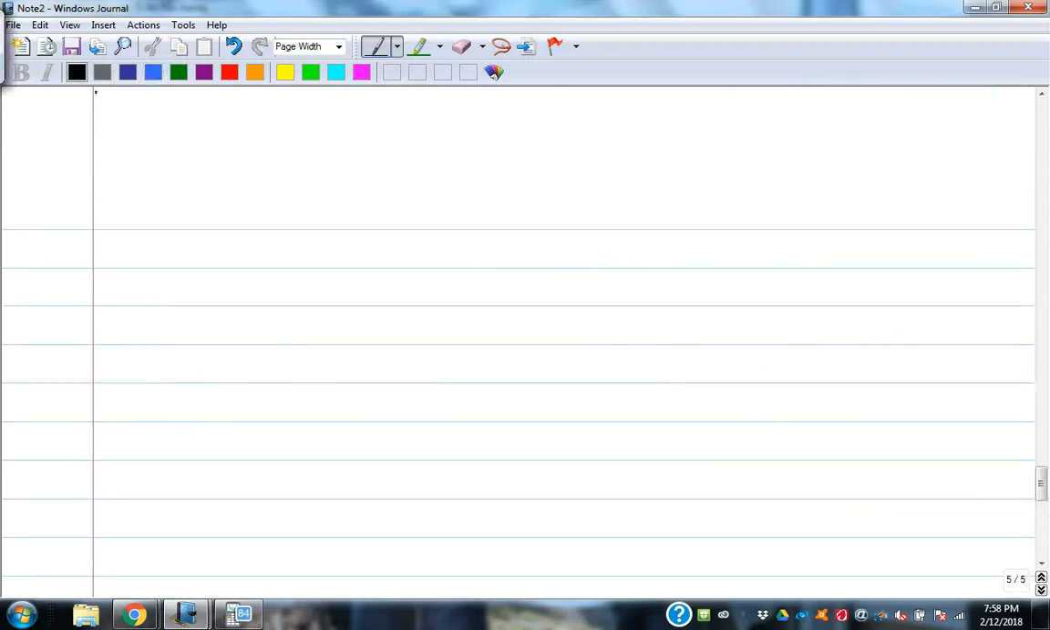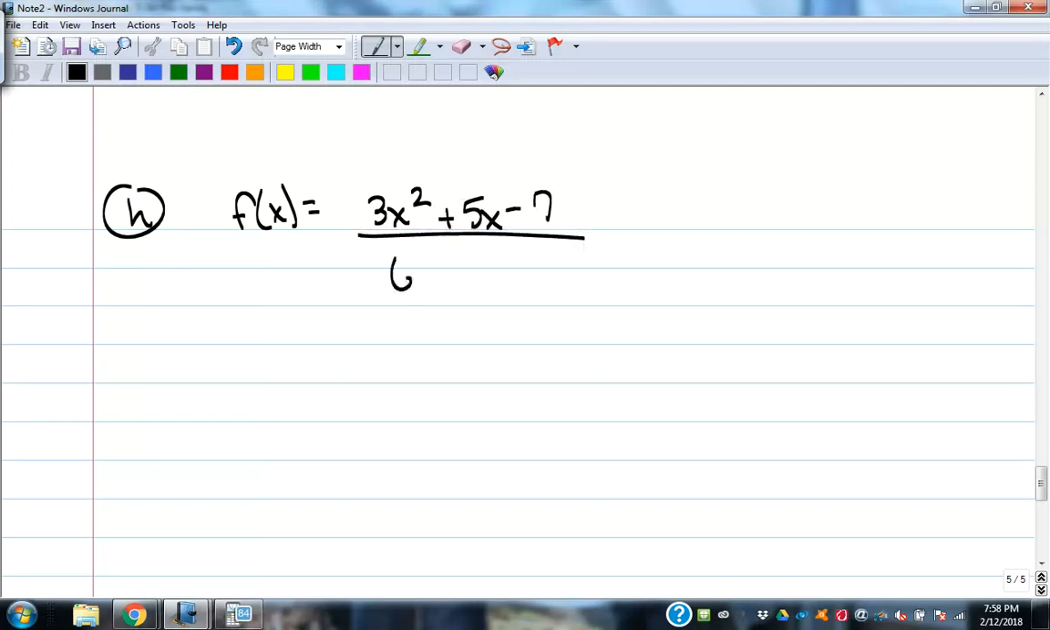Do another. f of x equals 3x squared plus 5x minus 7 over 6x squared minus 150. Fun one. I love that.